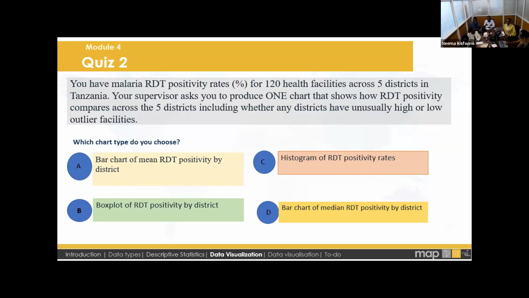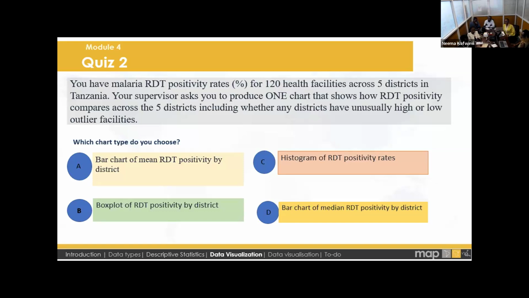Okay. I think we can pick up from there. So I will repeat the question. You have the malaria RDT positivity rate for 120 health facilities across 5 districts in Tanzania. So you already have 5 groups, 5 districts. Your supervisor asks you to produce one chart that shows how RDT positivity compares across the 5 districts, including whether any district has unusually high or low outlier facilities.